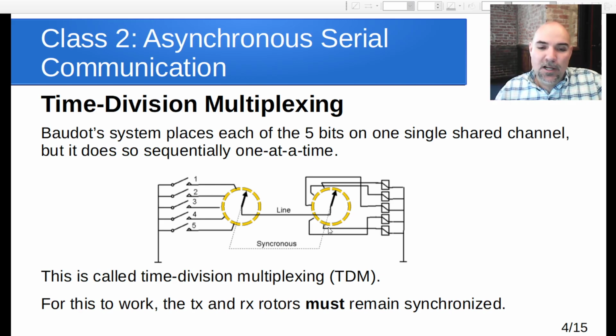So for this to work, those have to remain synchronized as the rotors turn on each of the 2 motors on the 2 ends. Now, they don't have to be perfectly synchronized, but they have to be close enough that when this one's on 1, that one's on 1 for a period, so that it doesn't happen that when this one's on 1, that one's on 2, or when this one's on 1, this one is before 1. So it has a little bit of ability to have some variance here, but it can't be wildly off.